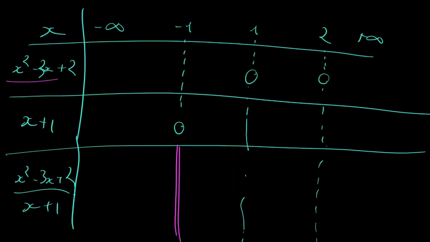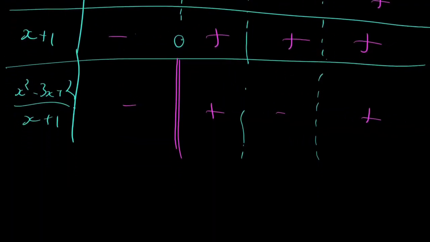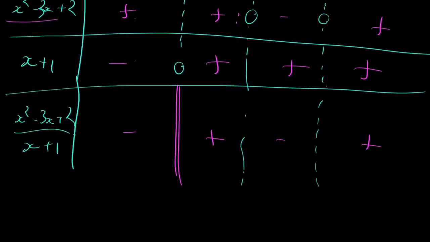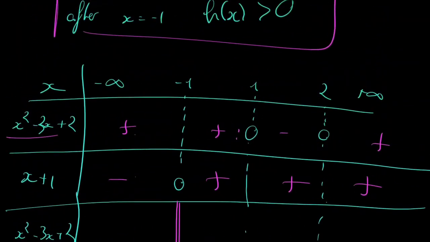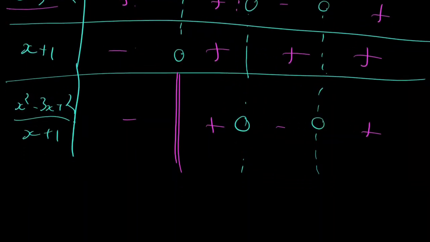We know that this thing is positive outside of the roots, so plus, plus, plus, and negative inside. And this thing will be negative before its root and positive after. And knowing that, we just have to do the division. Plus divided by minus is equal to minus. Plus divided by plus is equal to plus, minus, and plus. Which means that our function will be defined. So this thing will be greater than 0 here and here.